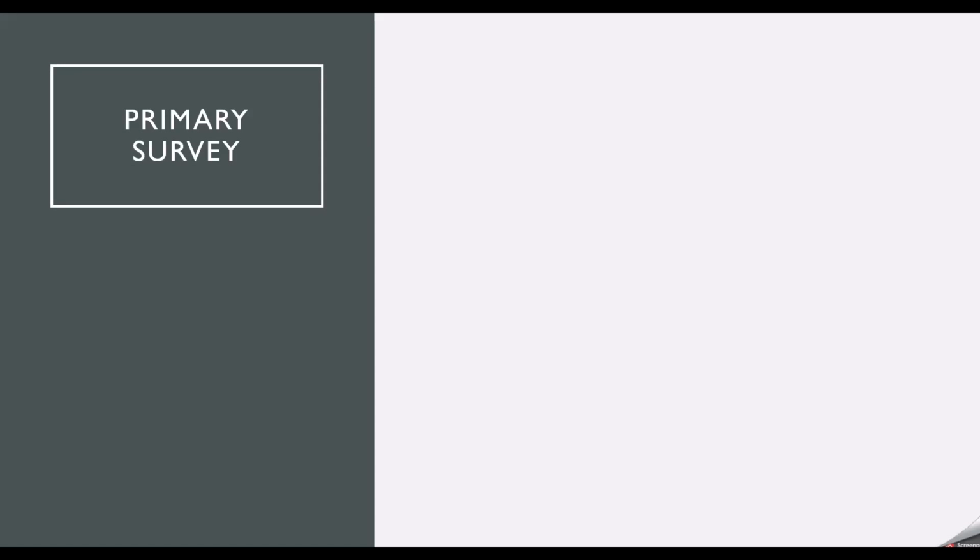So the first thing you're going to do when the patient gets into the ED is a primary survey. The primary survey has an acronym. The acronym is A, B, C, D, E, and then potentially F. So that's what it breaks down to.